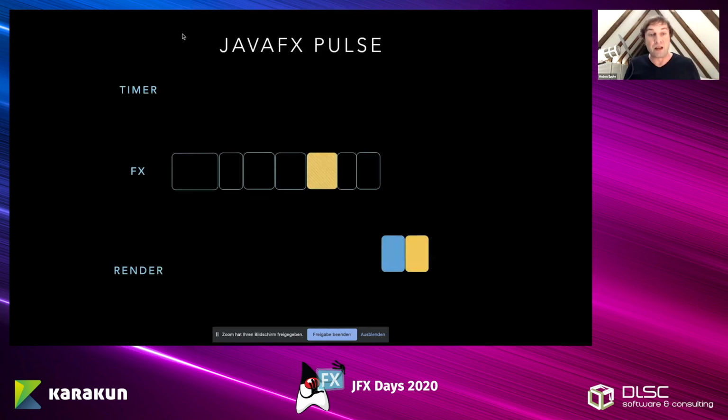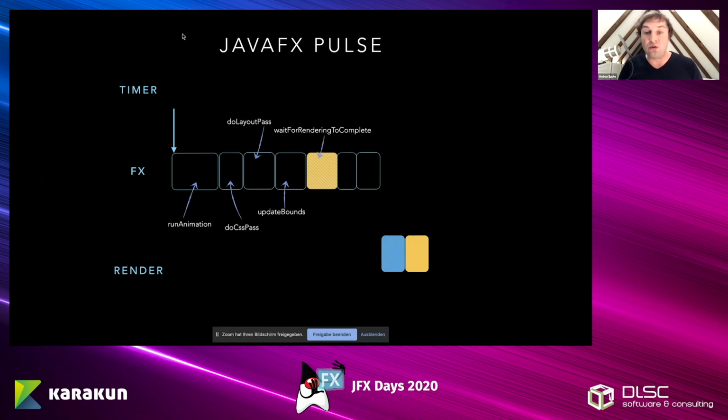the pulse. And the JavaFX pulse consists of several phases. The timer thread starts the pulse, and then the first phase is run animation. So all animations are evaluated, and the values are changed and adjusted. Then the CSS pass is done. After that, we do a layout pass. Then we do update bounds, and then we have a wait phase, wait for rendering to complete.